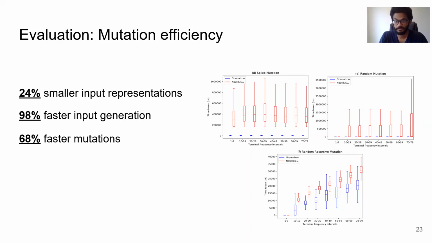Even though Gramatron is performing these large-scale mutations, we see that it's still faster. We see that it's still 68% faster than Nautilus, which is performing these localized small-scale mutations. There's a twofold reason for that. First is the fact that our input generation is faster, and second is the fact that the redesigned mutation operators reduce the runtime complexity of certain mutative subtasks as well.